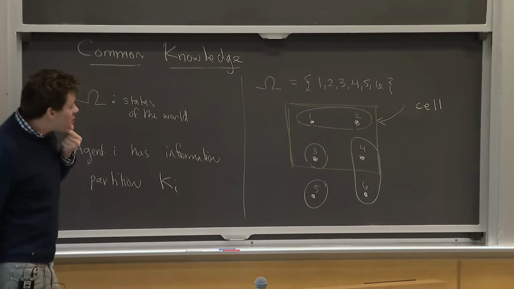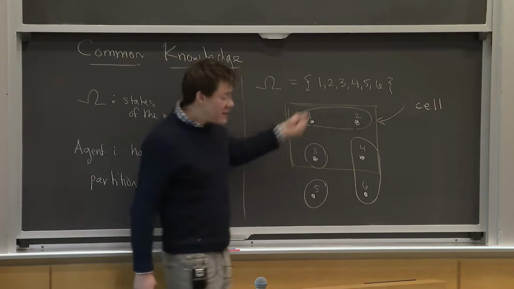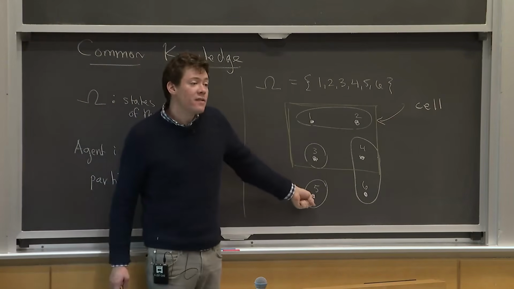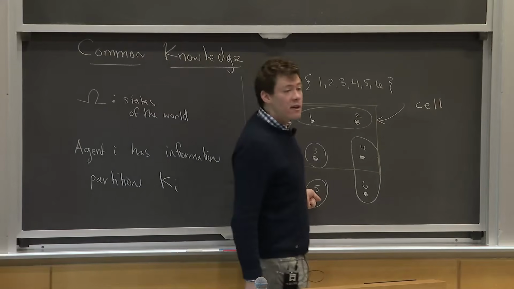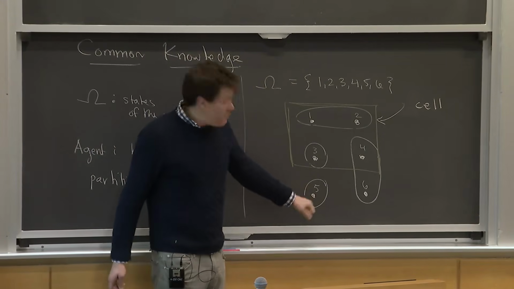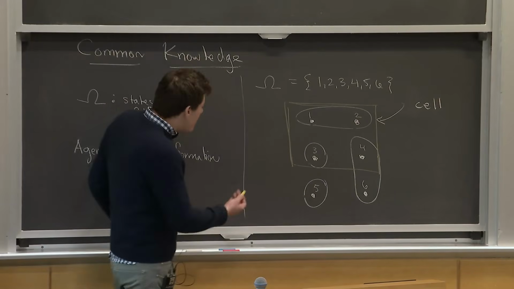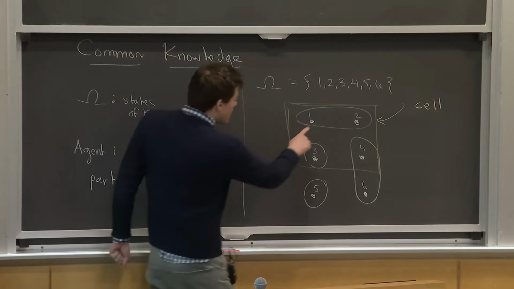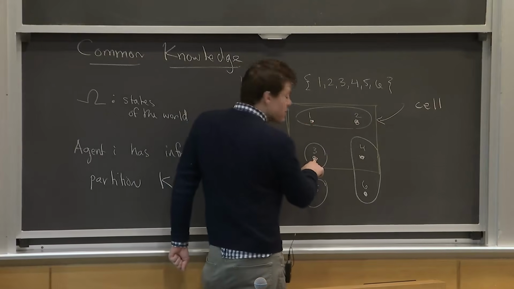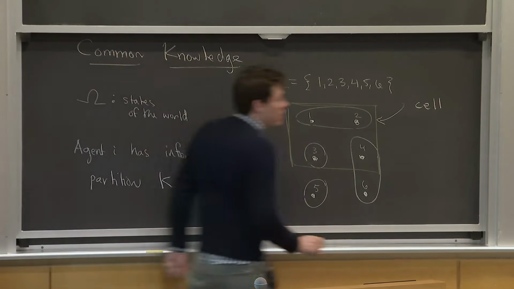Well, it's certainly going to depend on what the die actually was. So let's ask, if the die is 5, does the player know E? Do they know that the event E has occurred? No, because this cell is not a subset of E. And in fact, there's only going to be 3 states, this one, and this one, where the player knows the event E. So let's write that down over here as an example.